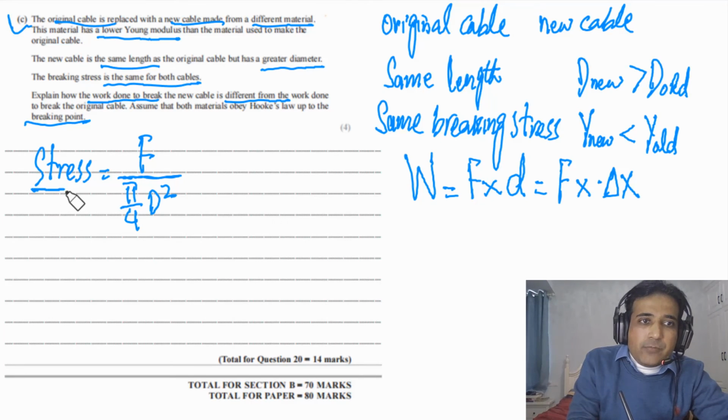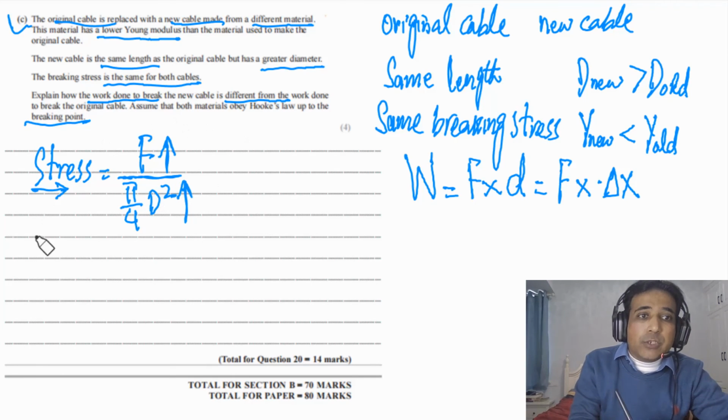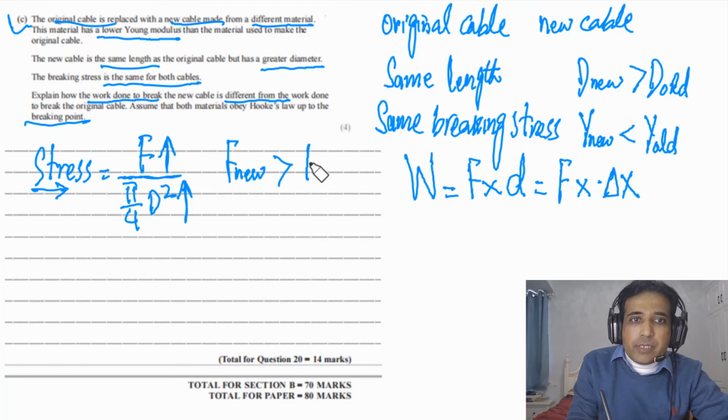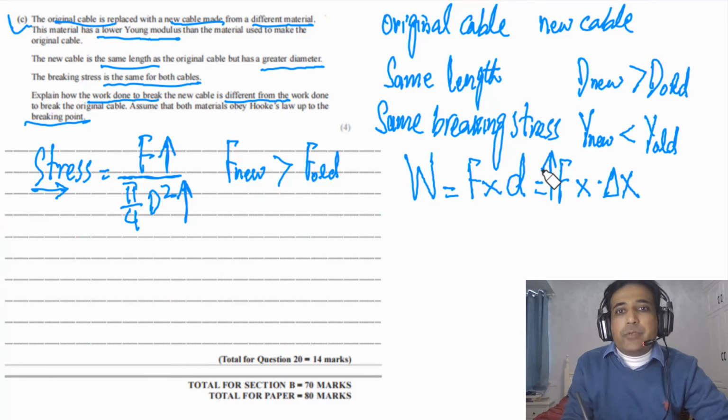They have the same value of breaking stress, but in this case the value of d is greater. So if d is greater, it means force has to be greater. So the force on the new cable, F new, has to be greater than F old, or we can say F original. So this value is greater, so we can update here.